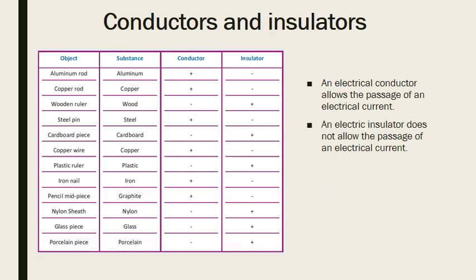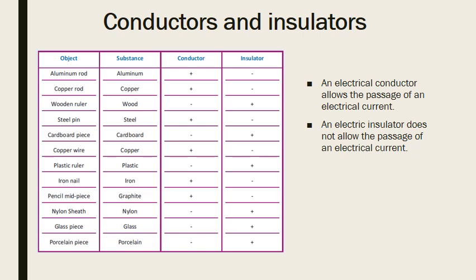We then looked at conductors and insulators. This summarizes the conductors and insulators. For example, aluminium is a conductor and not an insulator. Copper is a conductor and not an insulator. Wood is not a conductor, it's an insulator. And a conductor allows the passage of an electrical current.